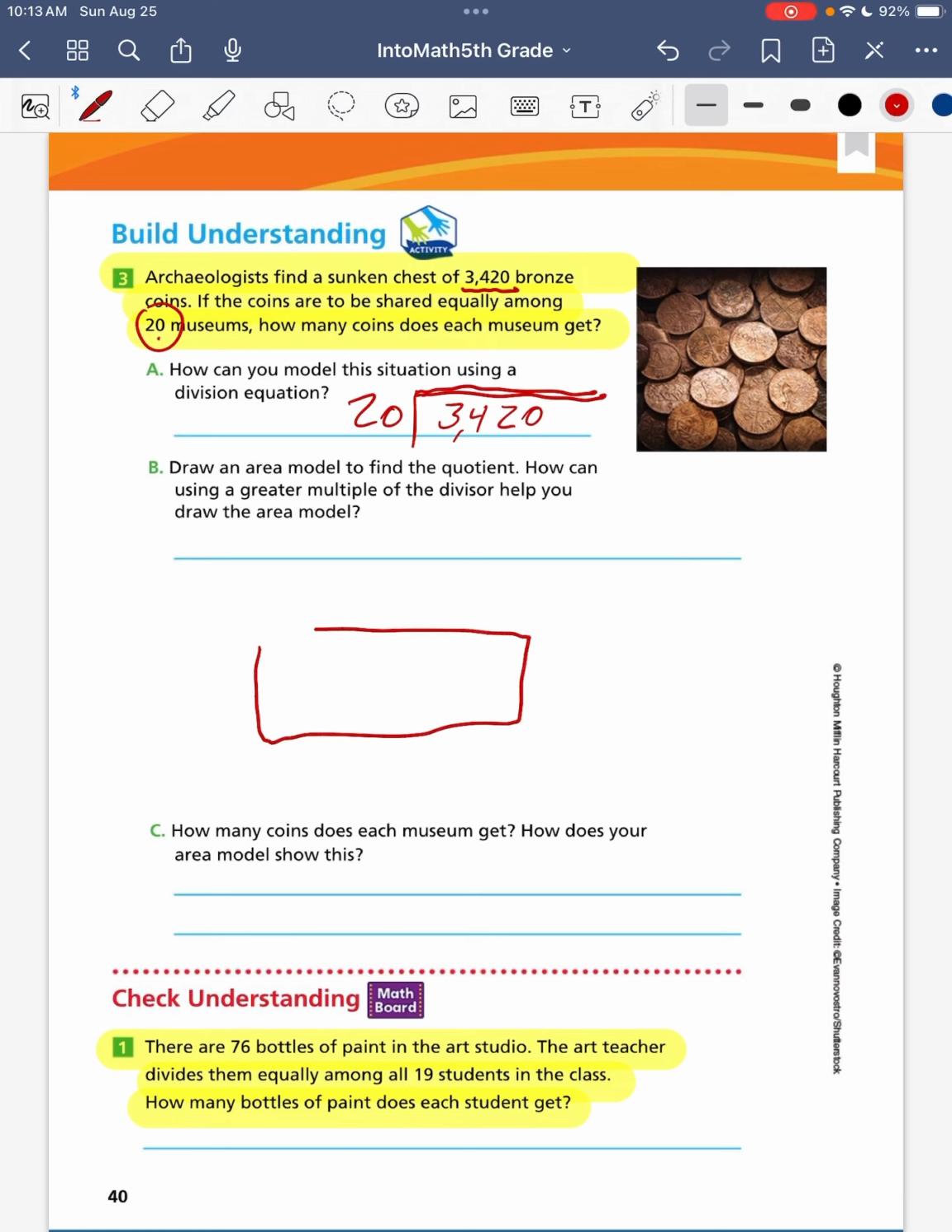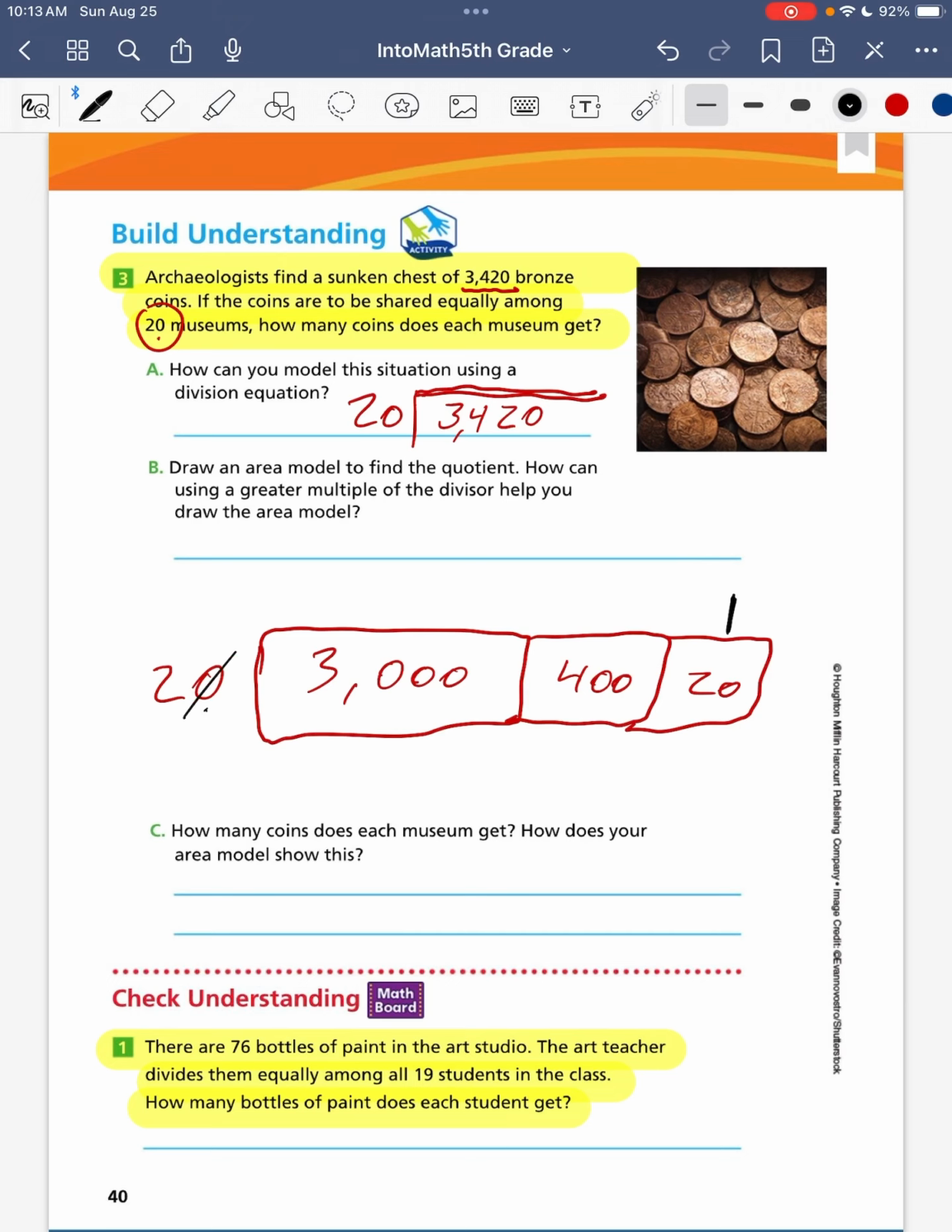With this area model, I'm going to break it up into 3 easy parts. 3,000, 400, and 20, because all of these will be multiples of 20. Starting off with the easiest, how many times can 20 go into 20? That's 1, since 20 times 1 equals 20. How many times can 20 go into 400? If I remove the last zero, it's how many times can 2 go into 40?